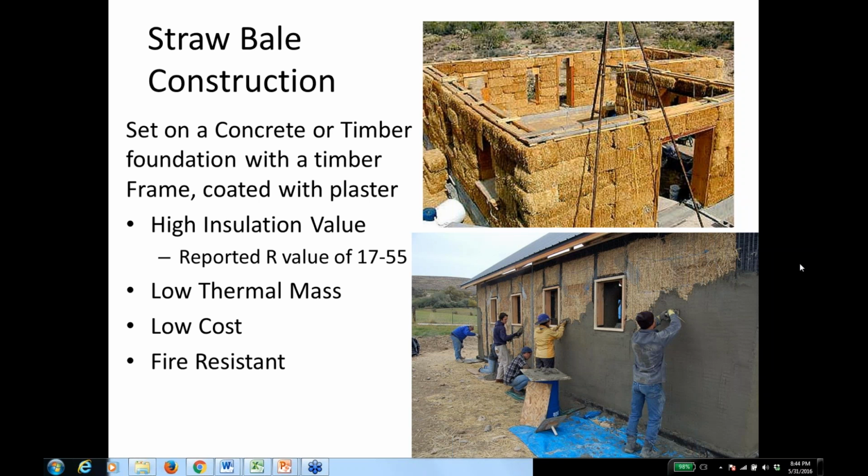All right, so Rob says that in most areas in the U.S., R11 is standard. It can go up to R30. But again, 11 is lower than you see with these straw bales. So it's a better insulator than the typical fiberglass that we would use in homes in the U.S.